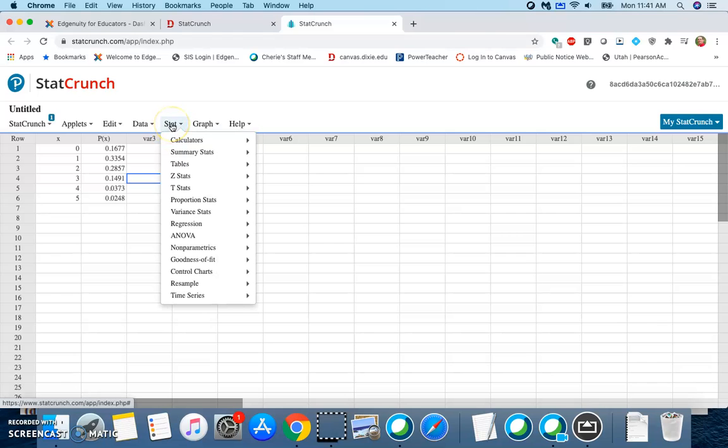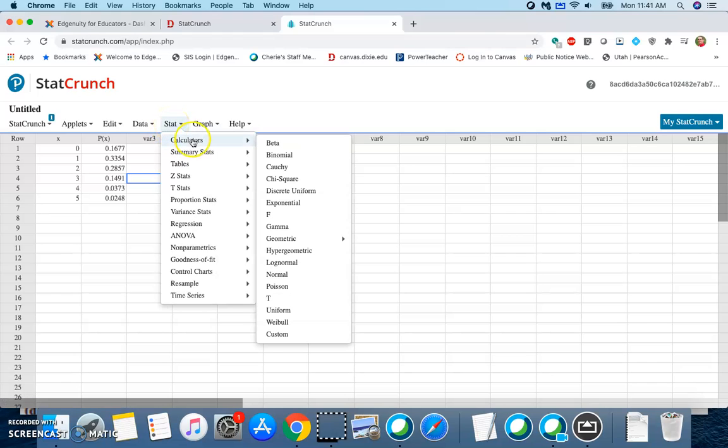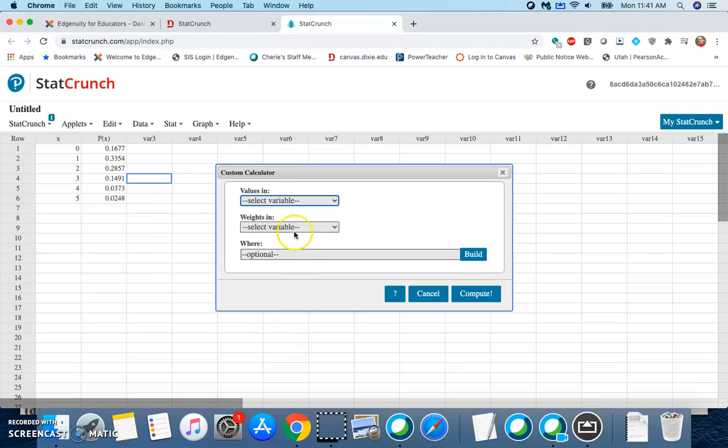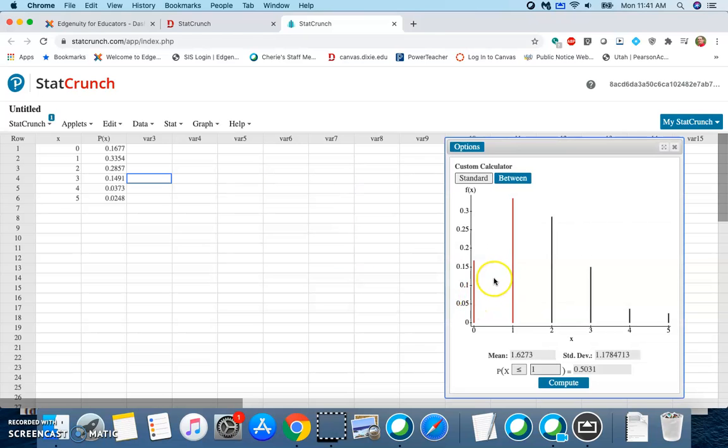So the way we're going to get this graph is going to go to Stat. Under Calculators, you're going to drop all the way down to Custom. In Custom, it wants to know what are the values. So our values are these 0, 1 through 5, so that's the X column. Then what's the weight, or in this case the probability, so that's in the P of X column. And we compute, and we can now see here is the distribution. Notice the space between because we are discrete. It's either 0, 1, 2, 3, 4, or 5.